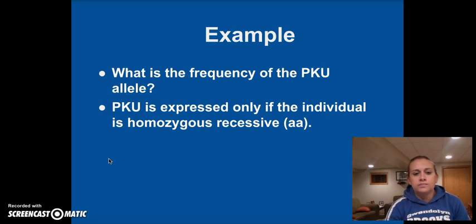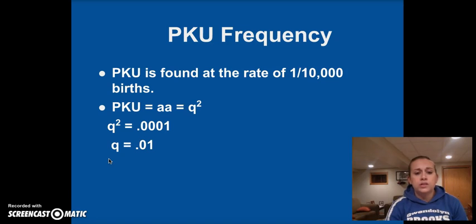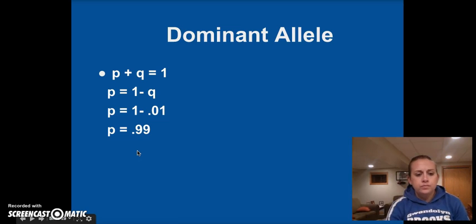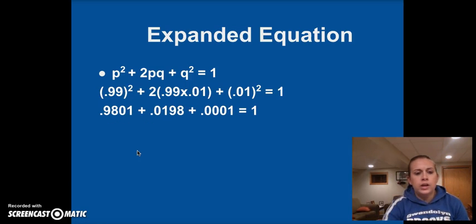evolution is occurring. Another example would be looking at the PKU allele, which is expressed in an individual that is homozygous recessive. So we know that PKU is found in 1 out of 10,000 births. We also know that, as I said, it is a homozygous recessive condition. All right, so what that tells us is that 1 out of 10,000 individuals has q squared, and so q in this case equals 0.01, which means p would equal 0.99.